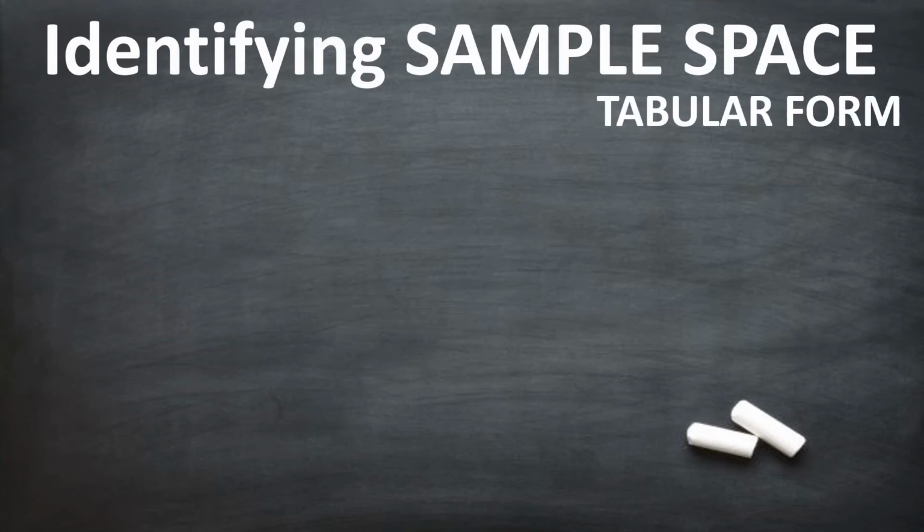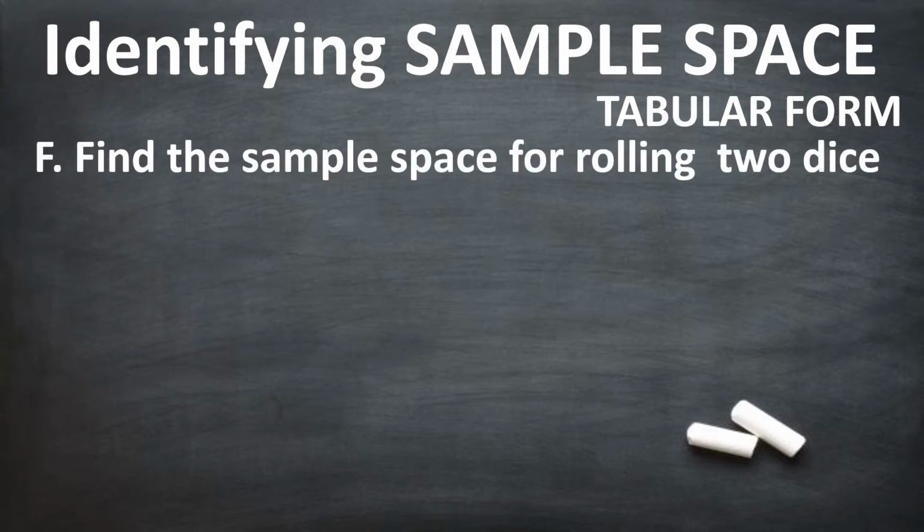The third method in identifying the sample space is the tabular form. Let me give you an example and showing you how you are going to use this method in identifying the sample space. Let's say the given experiment is you have to find the sample space for rolling two dice. So in this example, we have two dice. What we're going to do is we will write down all the possible outcomes for the first die in the first row, and all the possible outcomes for the second die in the first column.